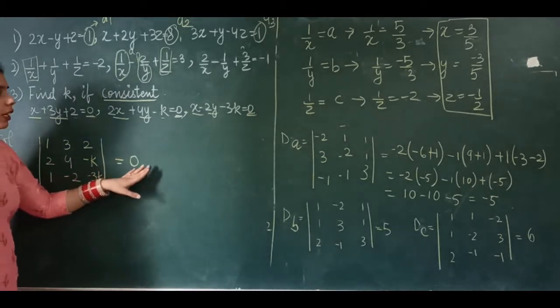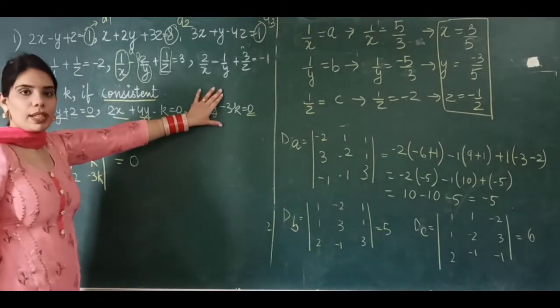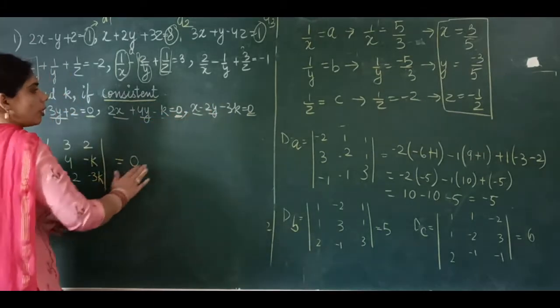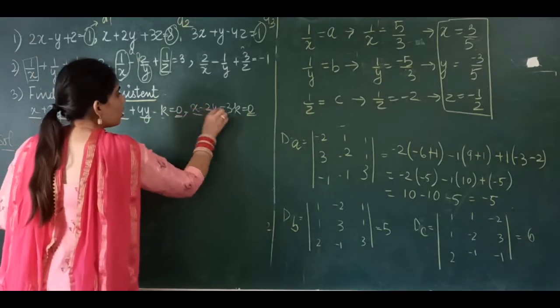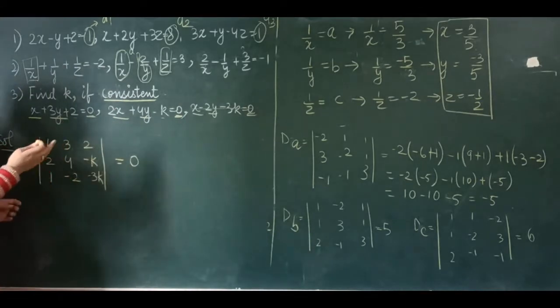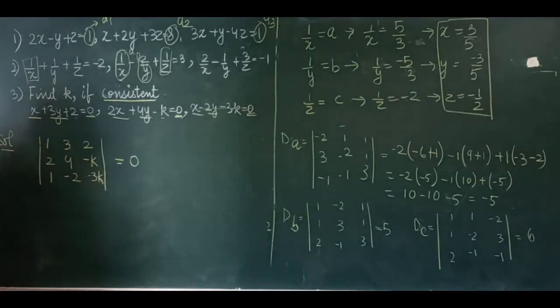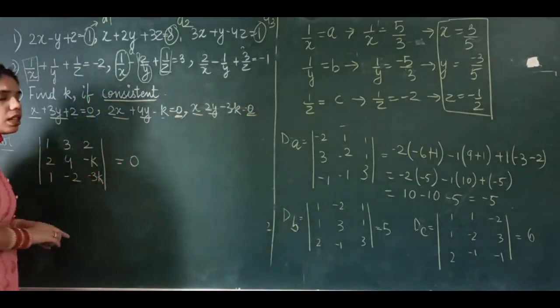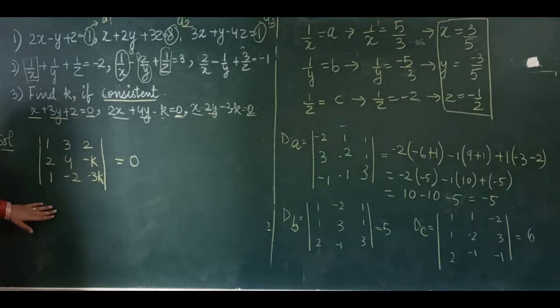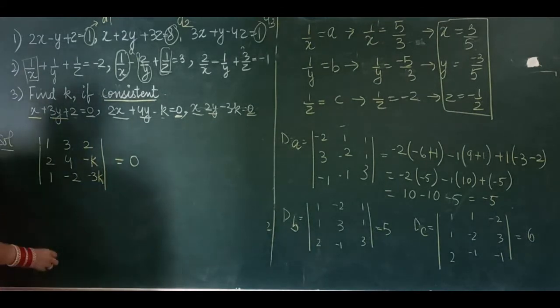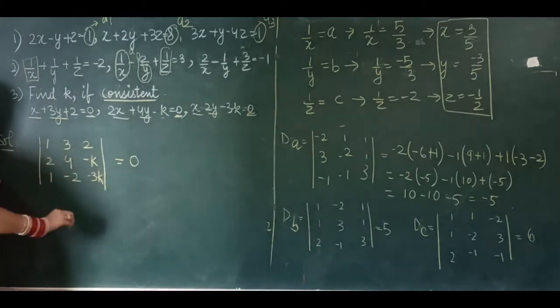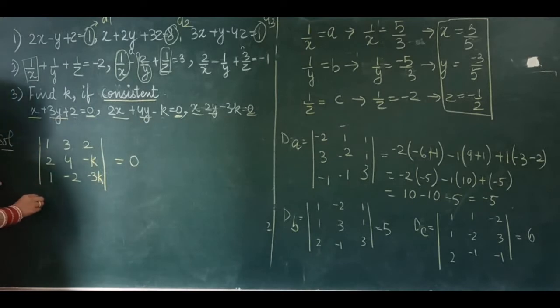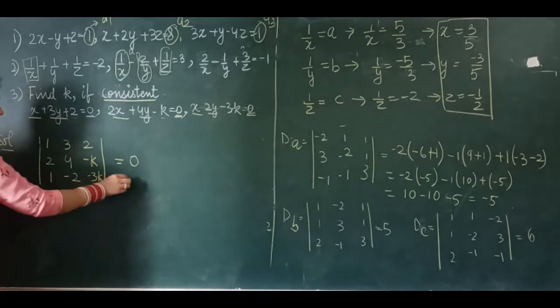If there had been only two equations, if this third equation were not here and there were only two equations, you could have simply solved it by the elimination method or substitution method. But if there are more than two equations, applying Cramer's rule is the simplest way. So I will simply open up this determinant, find its value, and put it equal to 0.